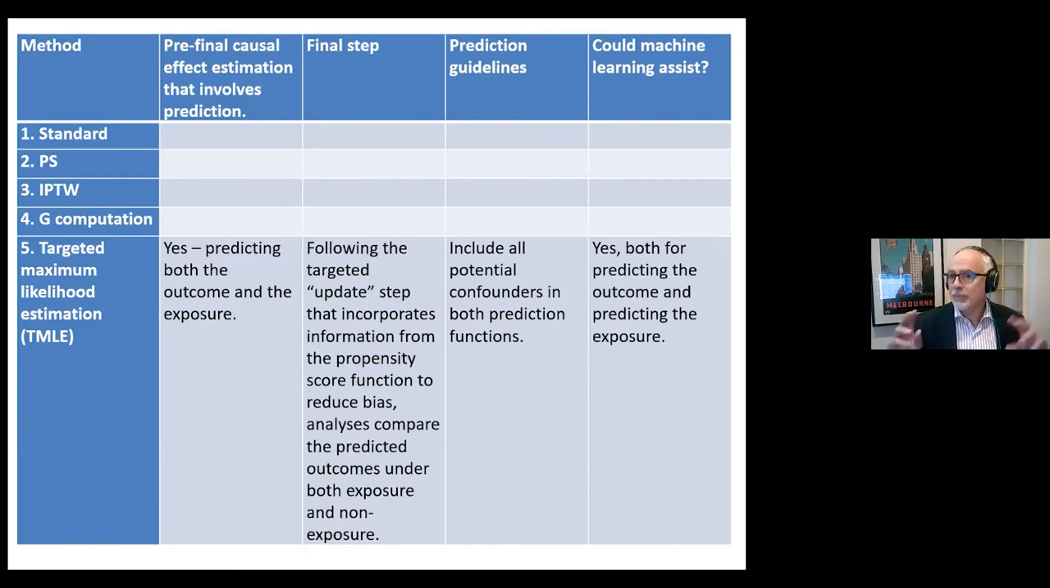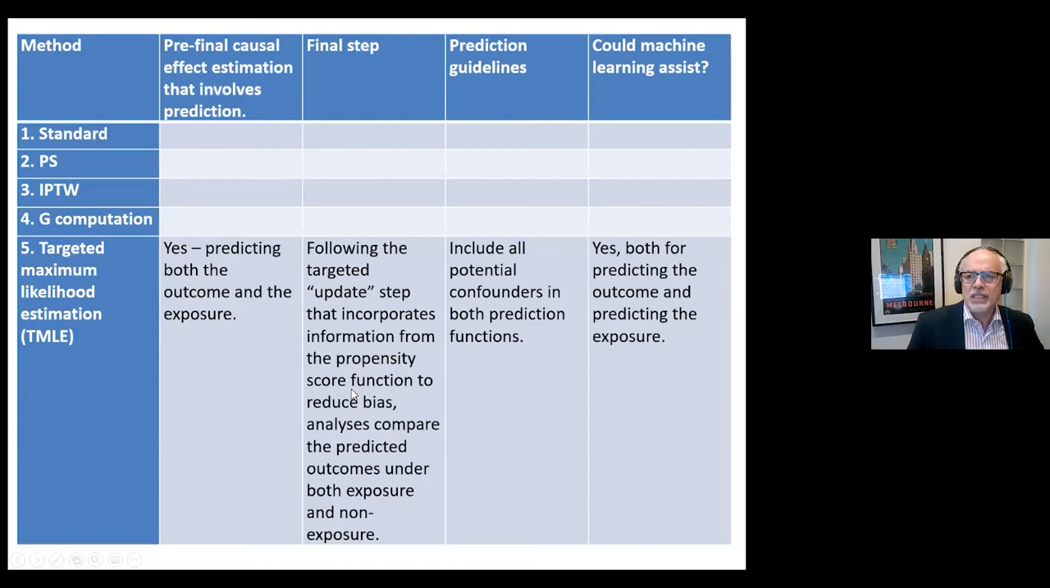So they didn't even develop the methods using Greek gods and stratifying and building up that way. They just came straight at it with machine learning both ways around. So predict both the exposure and outcome. And it has a targeted update step that incorporates information from the propensity score function to reduce biases.